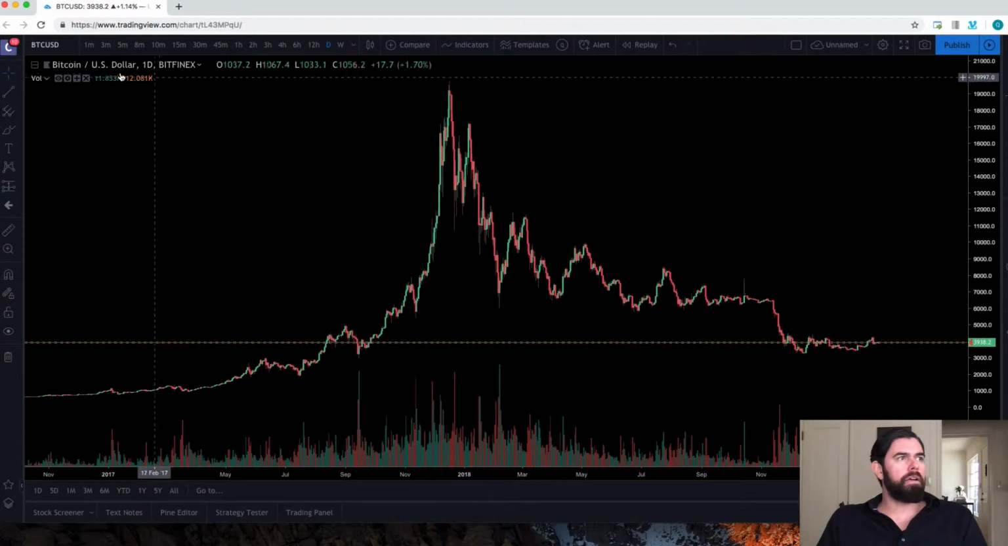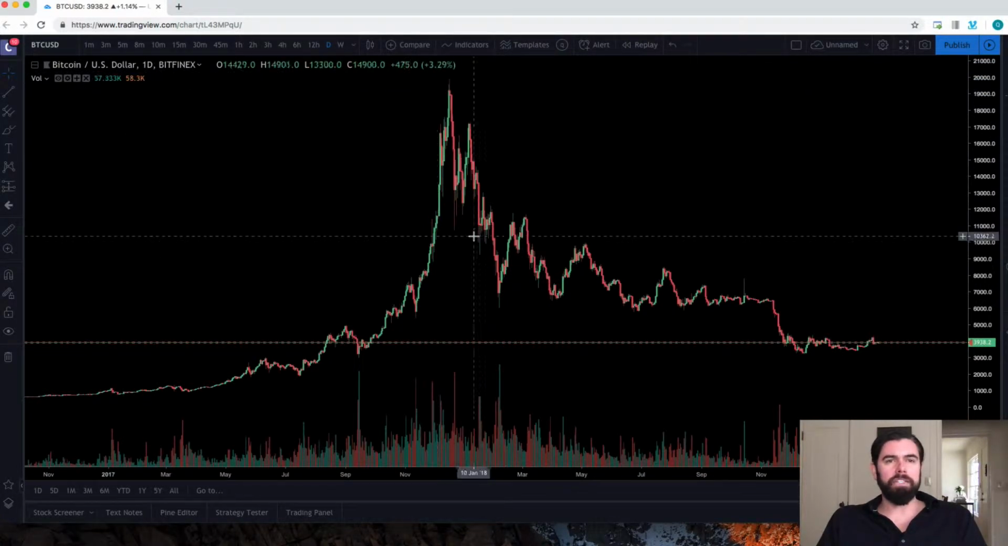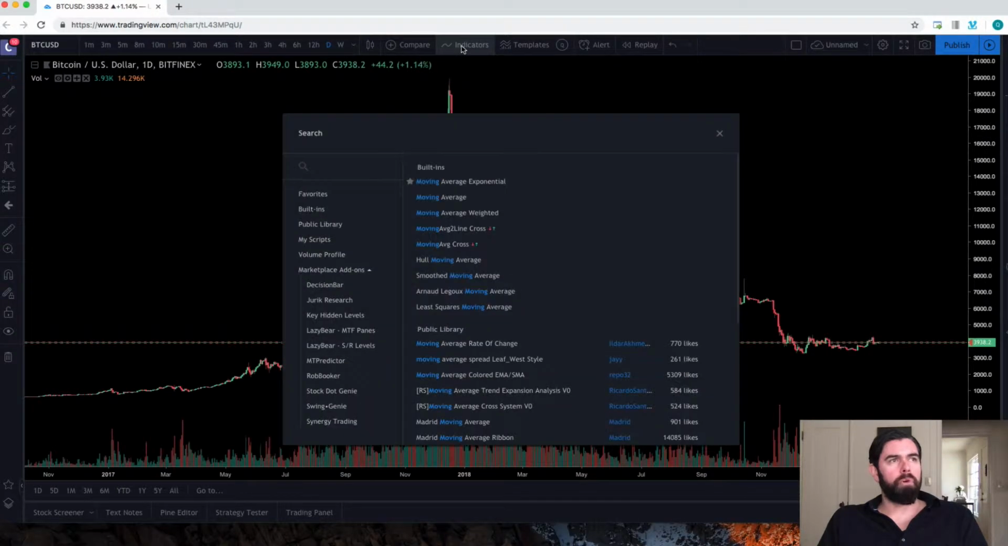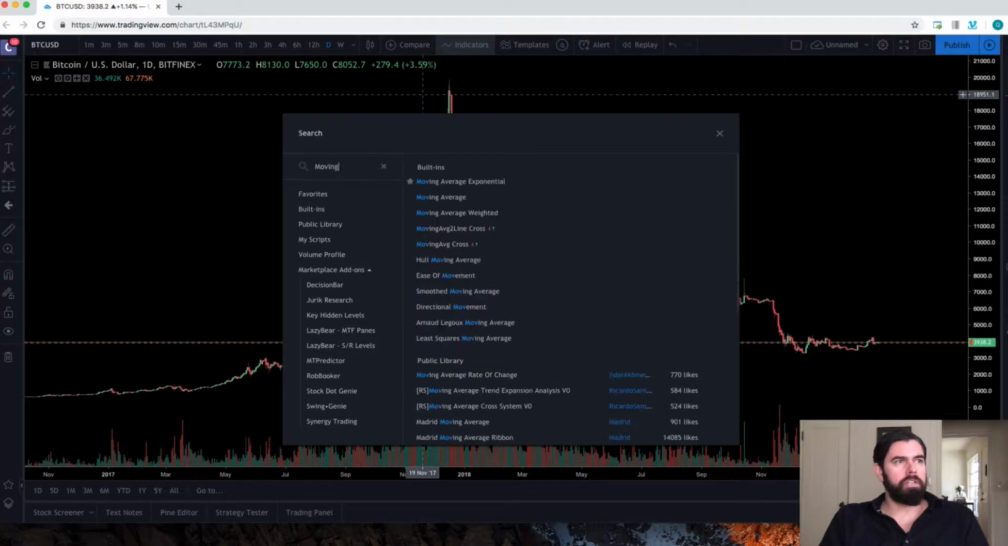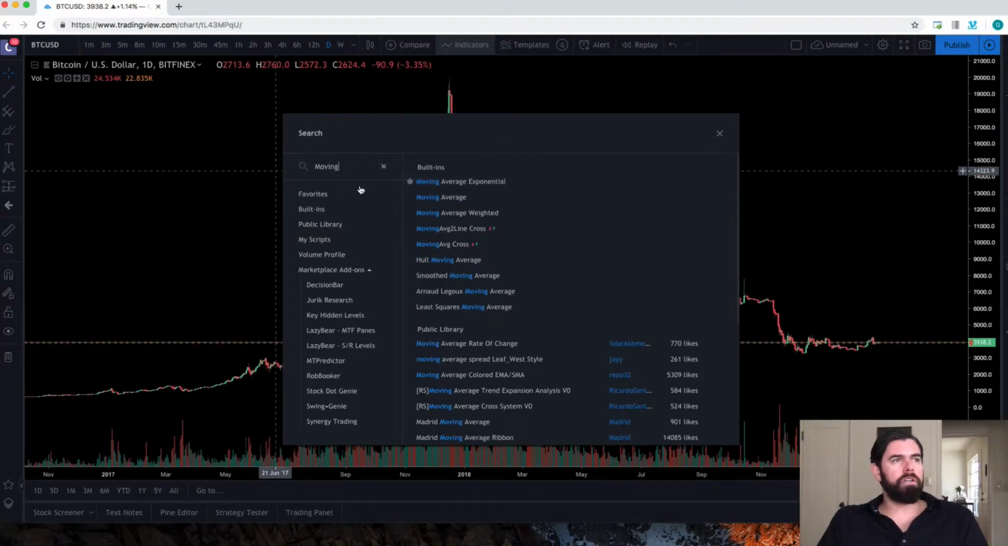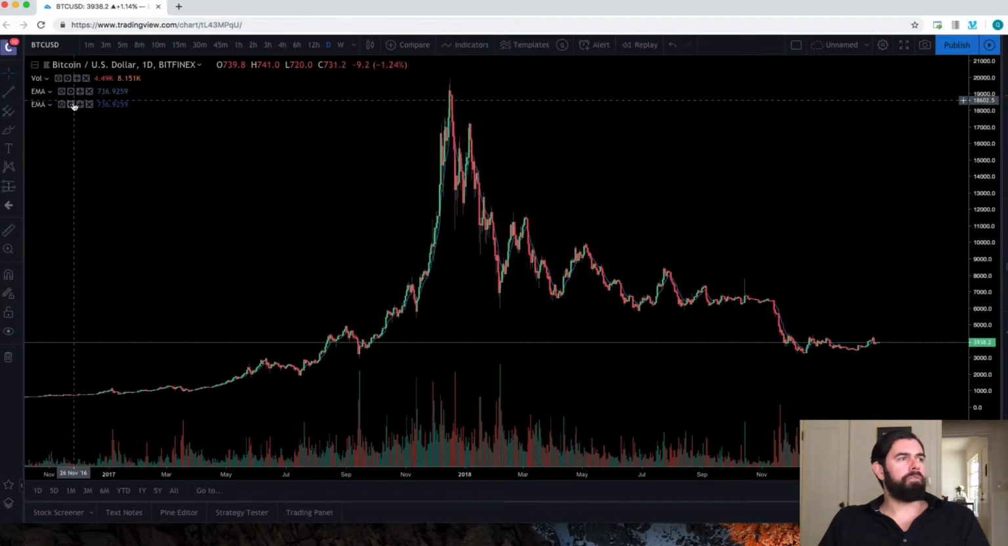I'm on TradingView right now with Bitcoin to the US dollar on a daily chart. And I'm going to go up to indicators up here, and we're going to pull up moving average indicators. I start typing in a moving average here. We're going to use moving average exponential. It's a little bit faster than the moving average simple. It works better with crypto, so I suggest just clicking on that. Click it 2 times, and now we have 2 moving averages pulled up here.